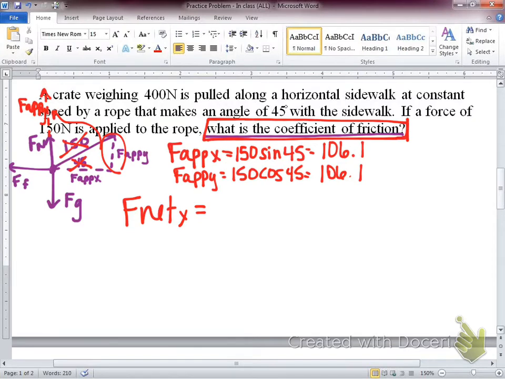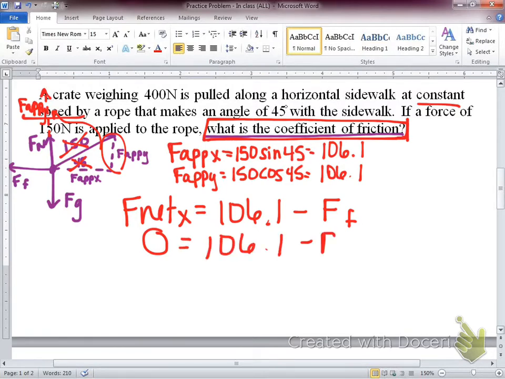So you don't necessarily have to go in the order that I'm going in. Okay? F net in the x direction, we're going to take rightward forces minus leftward. So what's our rightward force here? Yeah, 106.1, or F applied x, minus our force of friction, which we don't know yet. Okay? What does this tell us right here? Constant speed. Yeah, our net force in the x direction is 0. Okay, that means our frictional force is equal to 106.1.